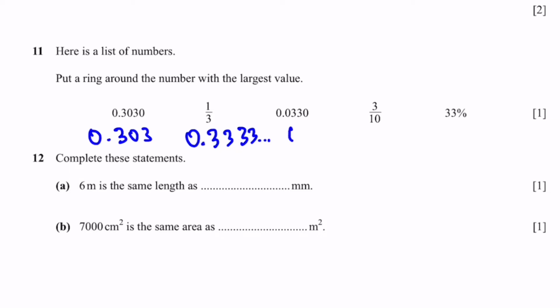0.0330, just remove the last 0, 0.033. 3 by 10 is a terminating decimal, which is 0.3. And 33% is 33 by 100, which is 0.33.